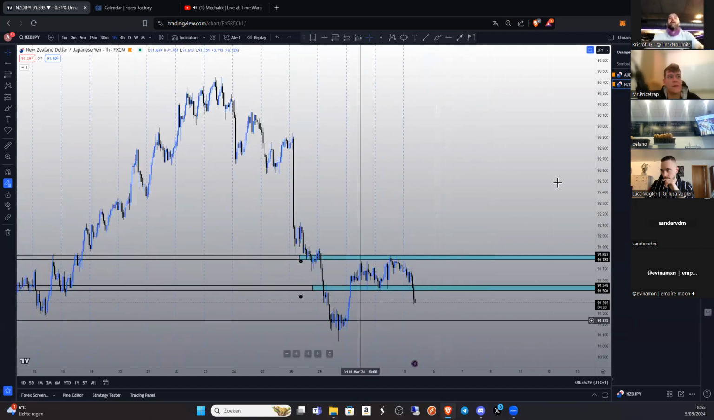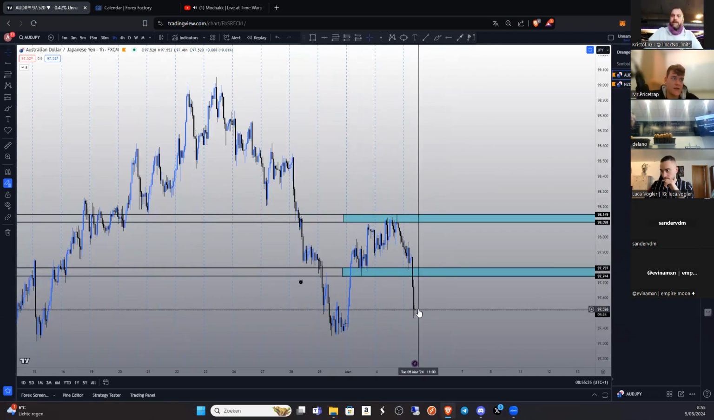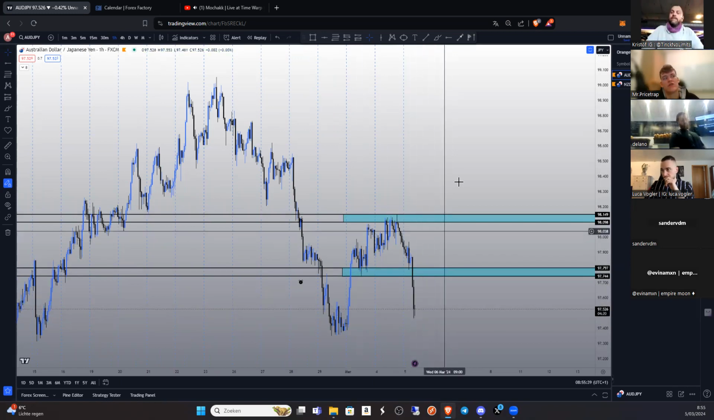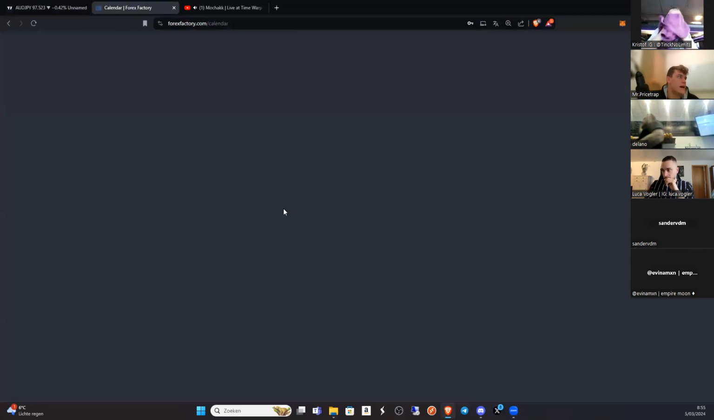Like I said, we have a demand zone sitting below, so please be aware of that. AUD JPY is reacting pretty strong on it, so just be aware that there is a possibility the market will just shoot through this and start moving up again. Okay, just have this in the back of your head.